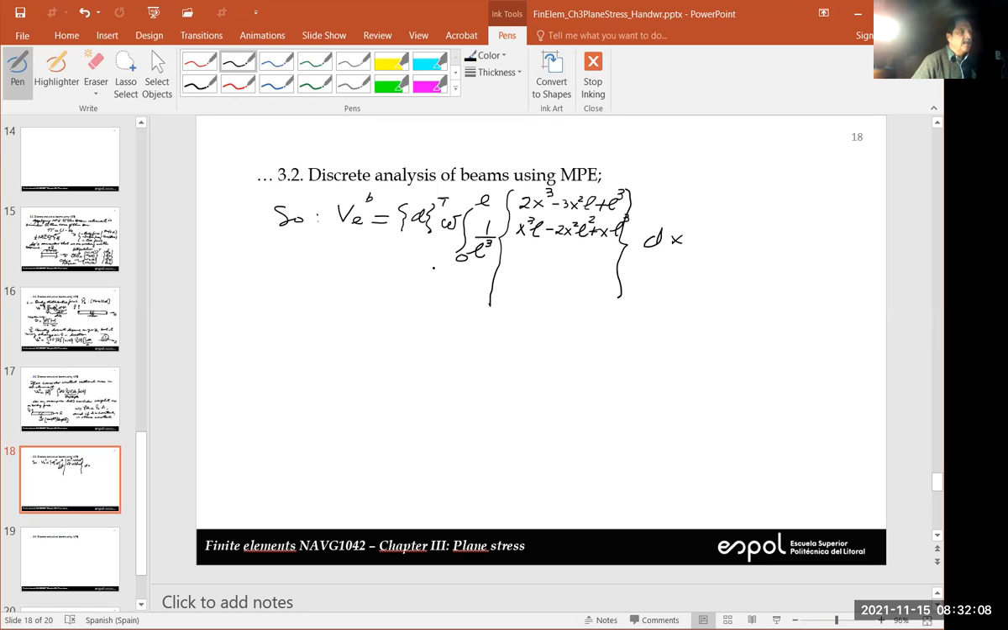The third is minus 2x cubed plus 3x squared L. And the last one is x cubed L minus x squared L squared. Okay, so Mr. Zamora, you integrate the last one. Ms. Pincay, you integrate the third one. Mr. Jimenez, you integrate the second one, and Mr. Carrillo, you integrate the first term. So you do that, please, and give me the results.